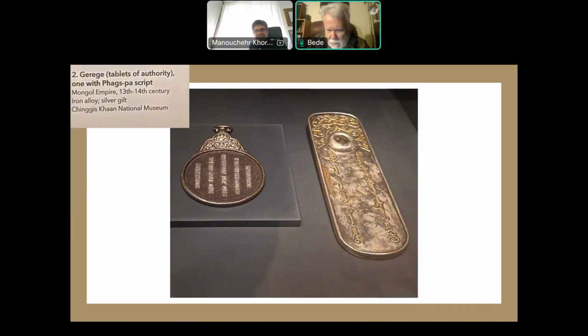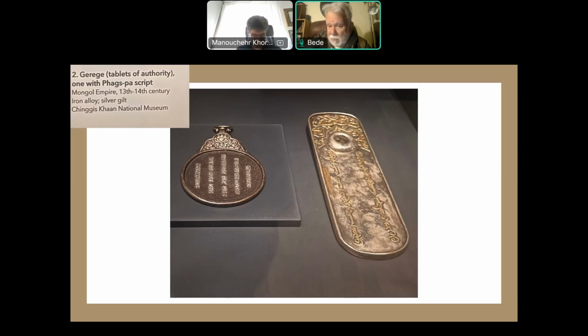That's the script, Phags-pa, which is a phonetic script that a Tibetan monk developed for writing Mongol, Chinese, and other things like that. It lasted for about 50 years or so, and was usually only used in official documents. The round paiza are the later ones, and more likely to be made in China, whereas the oval ones are more likely to come from the West, like the Golden Horde or Iran.